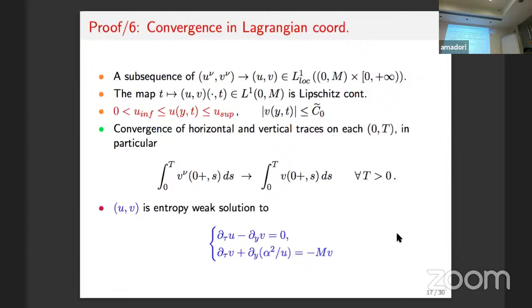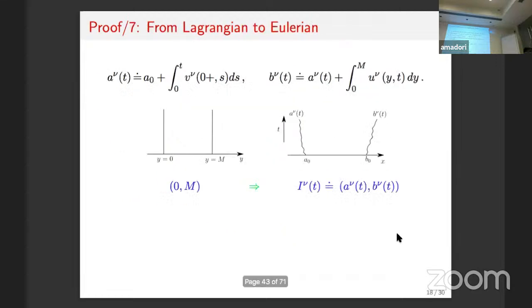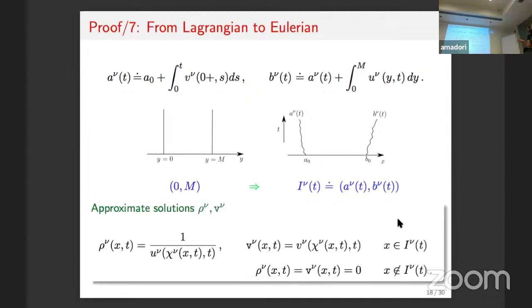So our compactness analysis is done for the Eulerian variables, and then the next step is to go back to the Lagrangian variables. We do this at the level of approximate solutions, so we define the approximate free boundaries a_ν(t) and b_ν(t). So we go back to the original Eulerian variables. We construct the change of variable that will help us, and we construct our approximate solutions at the level of rho and v. Nothing surprising, but there are some technical things to do.